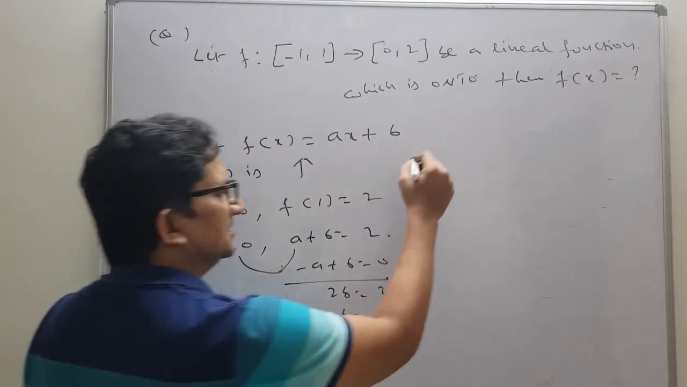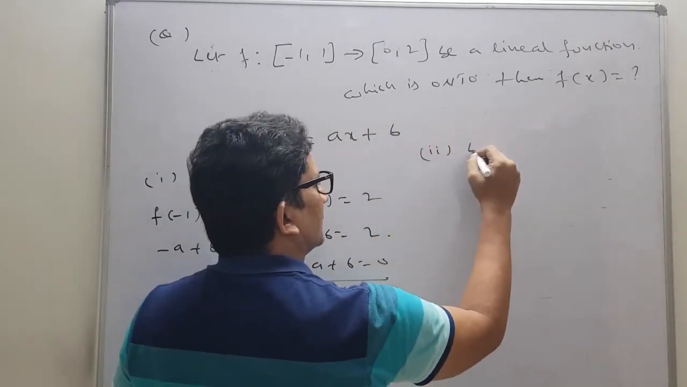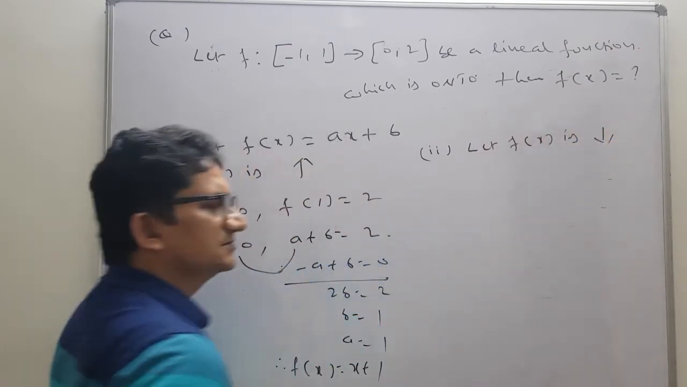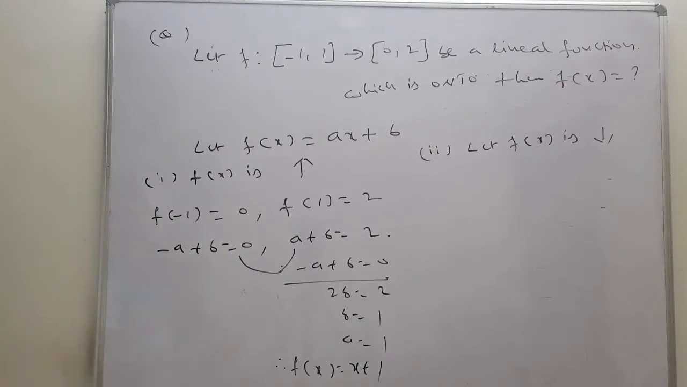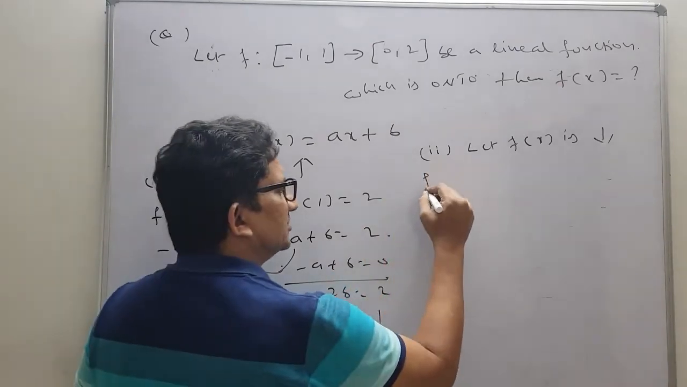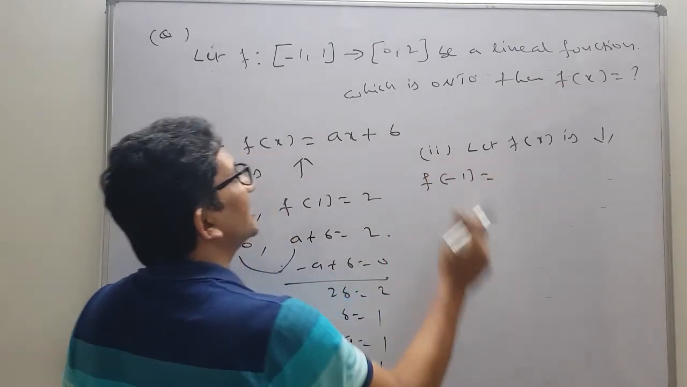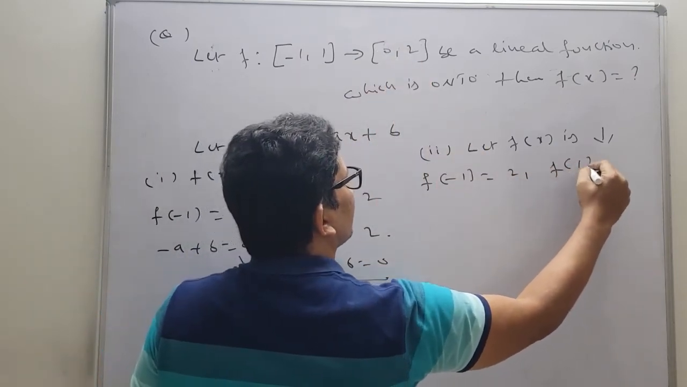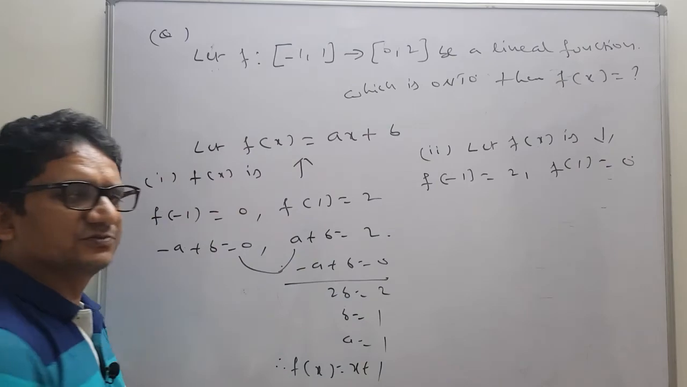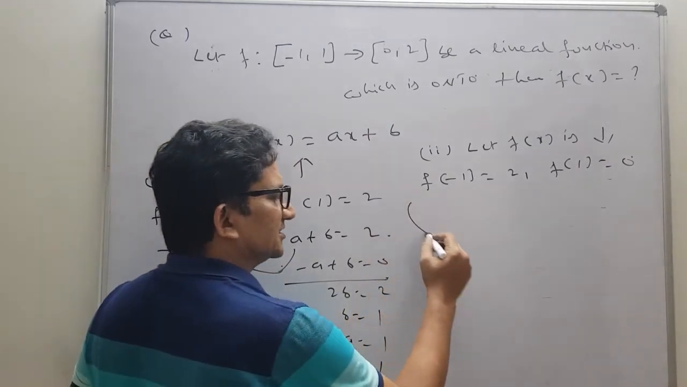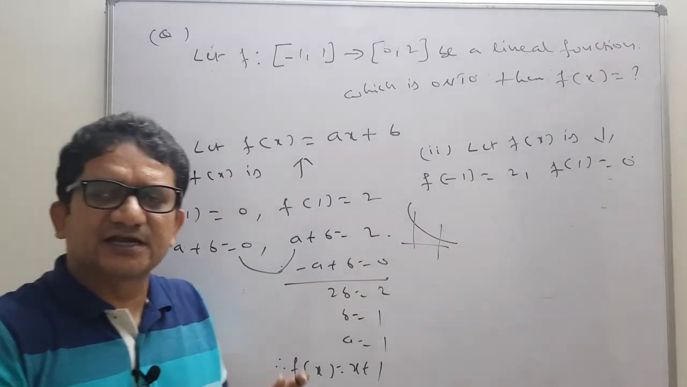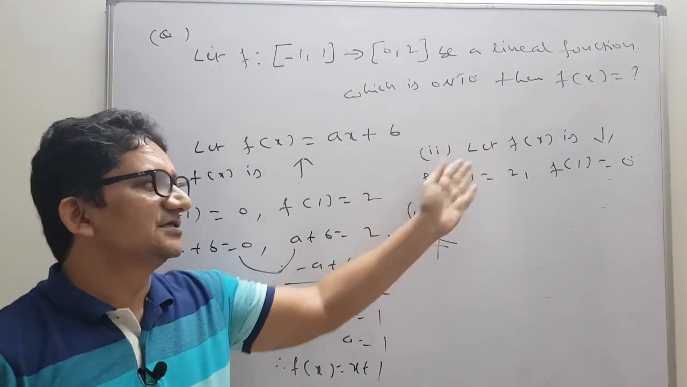The other case is, let f of x is decreasing. When f of x is decreasing, we know that while substituting the input, we will get f of minus 1 is equals to this one, and f of 1 is equals to 0. So because we know that decreasing function status, when the function is decreasing, then while finding the range, we will reverse the things, same logic.